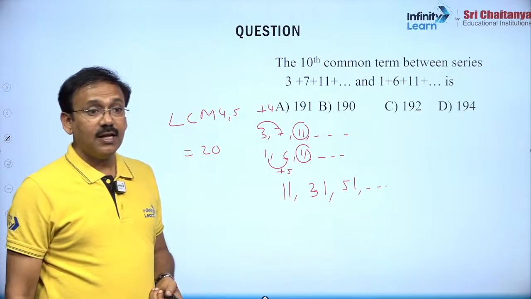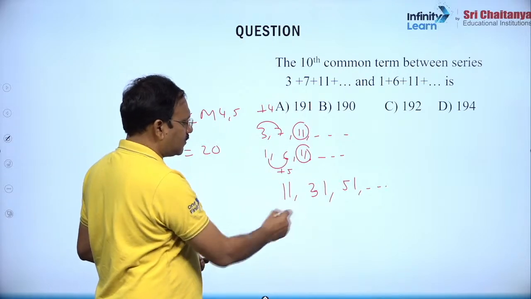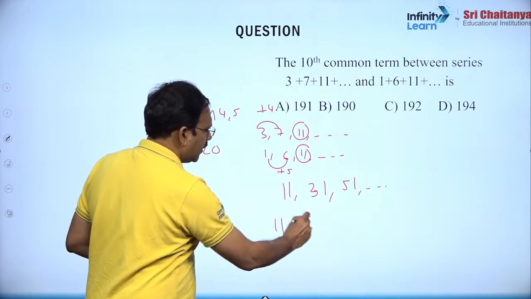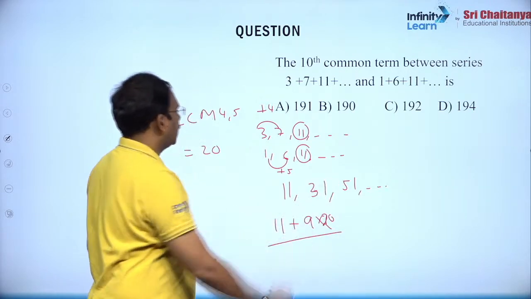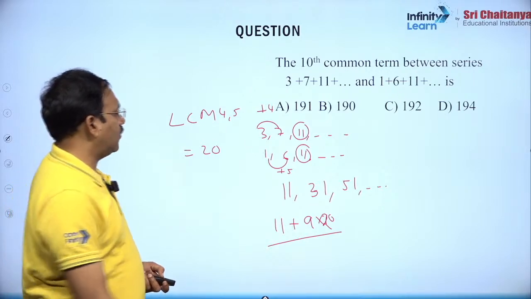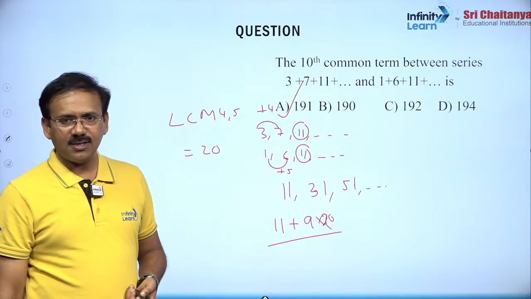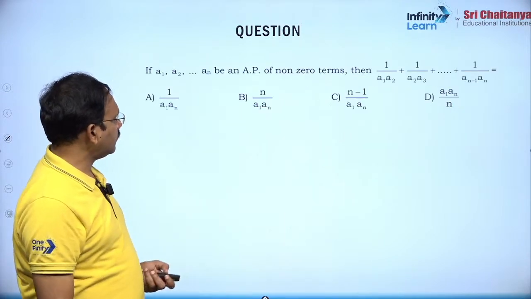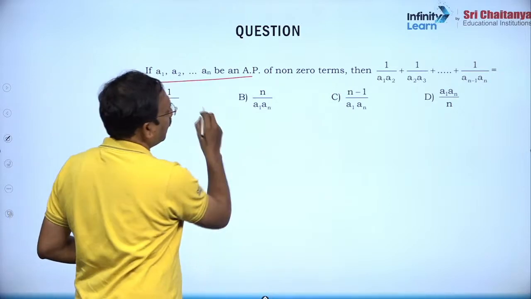Now he wants the 10th term in this pattern: 11 plus 9 into the common difference, which is 20. 20 into 9 is 180, plus 11 is 191. That is the answer, my dear friends, 191. Clear, dear students? Now there is another question: A1 to AN are in AP.